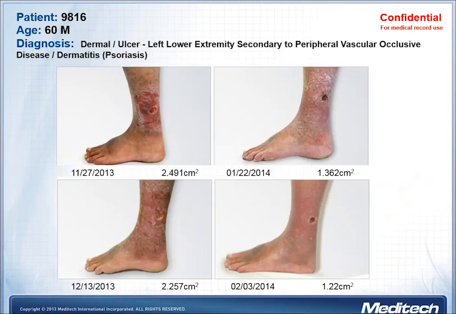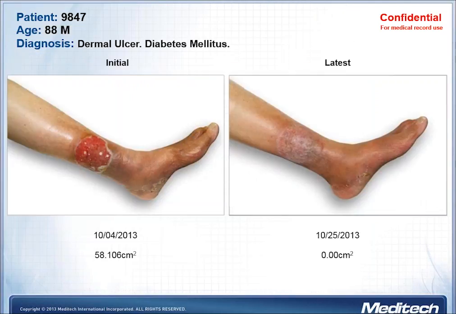Dermal ulcer, again, in a lower extremity secondary to peripheral vascular occlusive disease. When it comes to these types of scenarios, you have to keep in mind it's not just the lesion itself that should be treated, but also treating the extremity to improve the blood circulation circumferentially. That's the key to the healing, to the eventual complete healing when it comes to lower extremities.